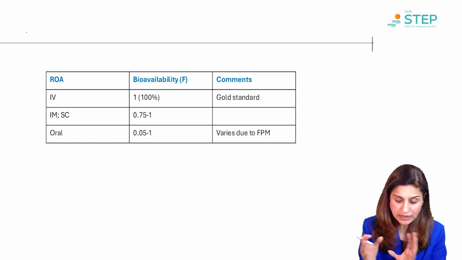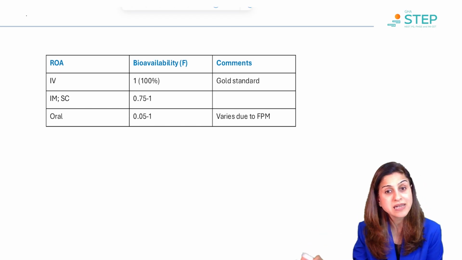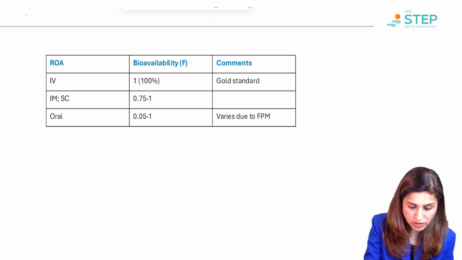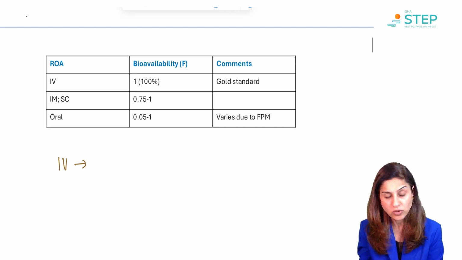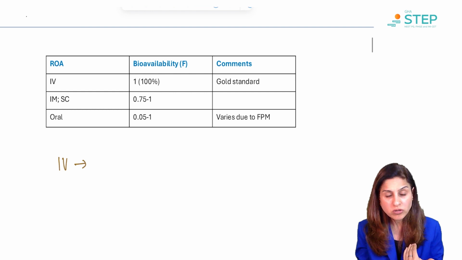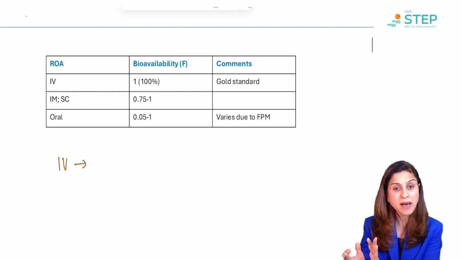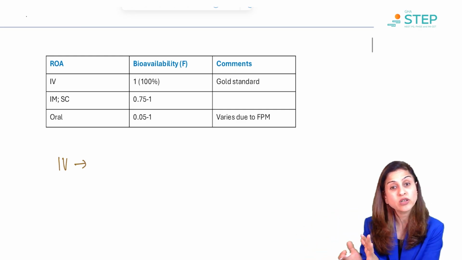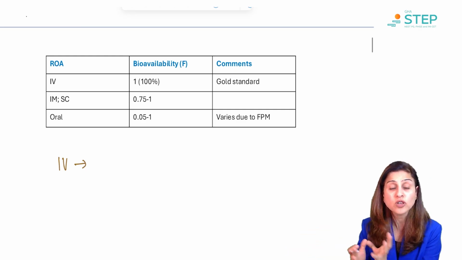I told you bioavailability is nothing but the fraction of the drug which has reached the systemic circulation in the unchanged form. If you talk about the IV route, the drug is directly entering into the systemic circulation, so there is no loss anywhere. If you give it by the oral route, there will be some loss in the GIT, and the drug then has to go to the liver to undergo first pass metabolism before it reaches the systemic circulation. So there will be a fair amount of loss of the drug.